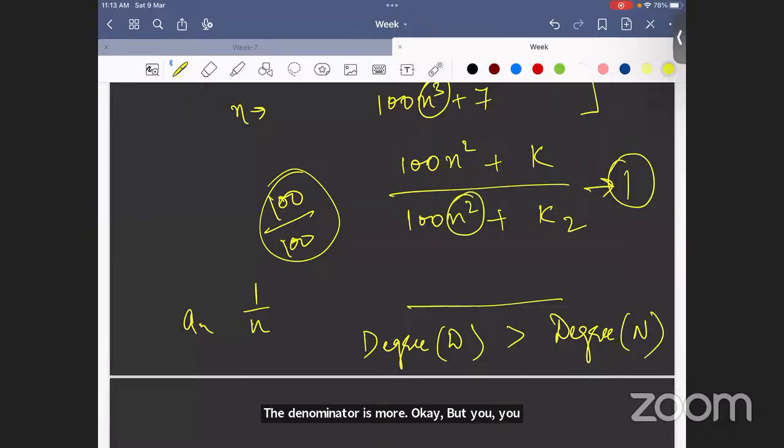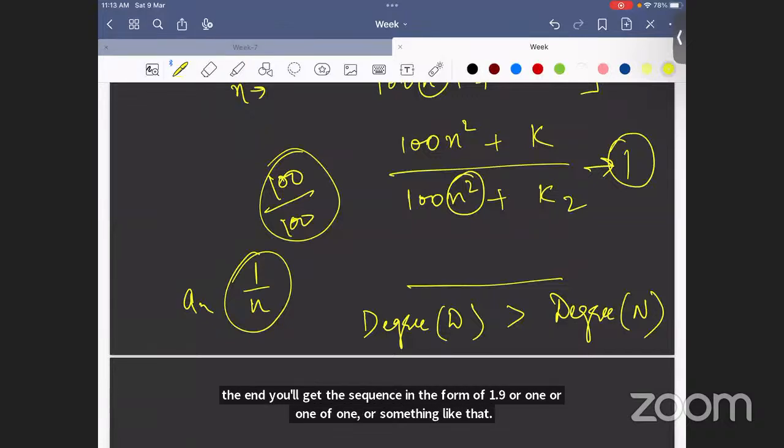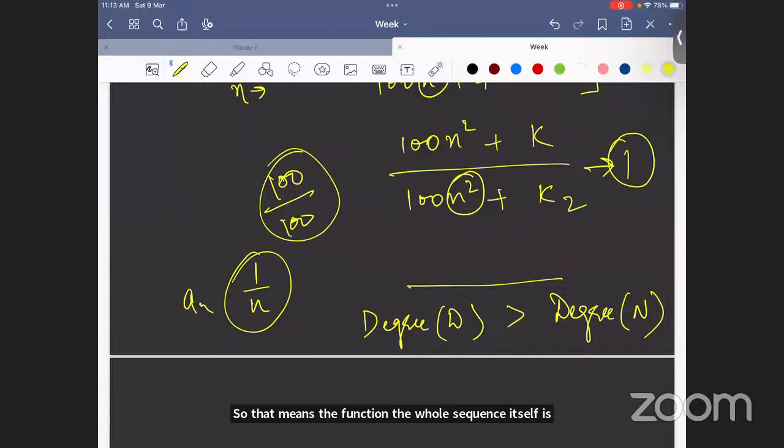Whatever the maximum degree you have, you can divide the whole function by that particular degree of the denominator, and in the end you'll get the sequence in the form of 1 upon n or 1 upon n square, something like that. So that means the whole sequence itself is tending to 0. Is this clear to everyone, whatever I have said in the last statement?